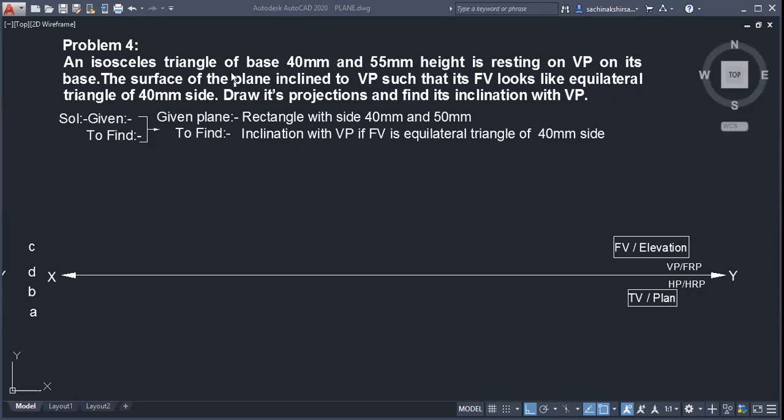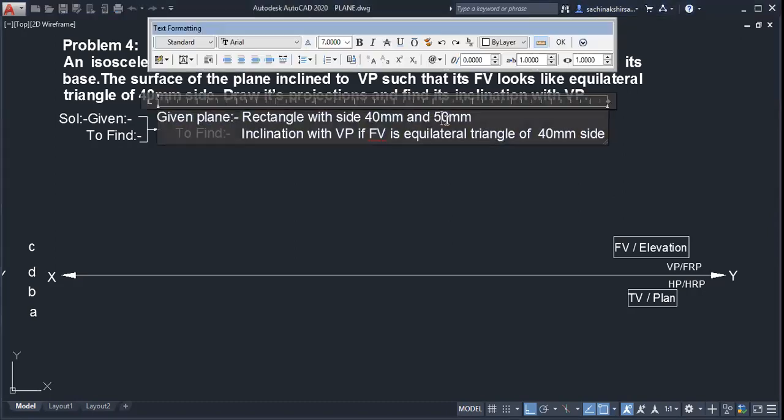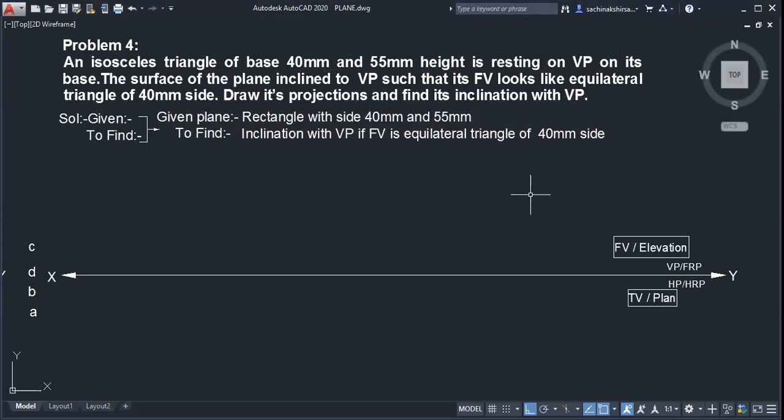Now, in this problem is some inclination given? No, it's not given. But what is asked? Inclination is asked. It is not given, but it is asked. But on which basis is it asked? An equilateral triangle of 40 millimeters. It is inclined to VP such that its front view looks like an equilateral triangle.